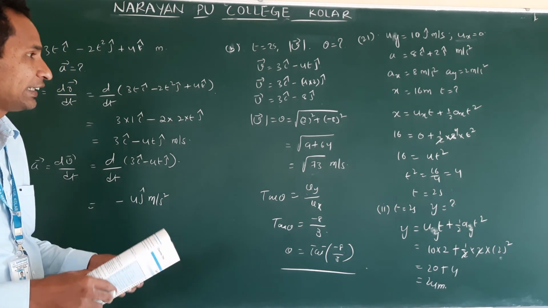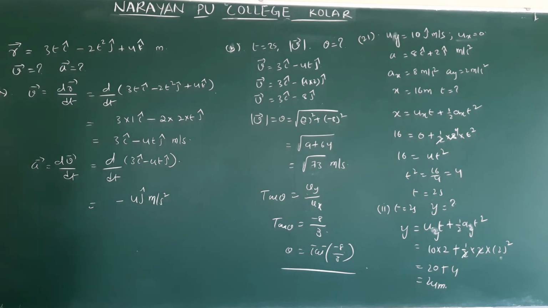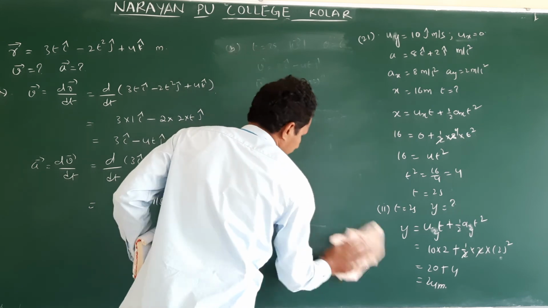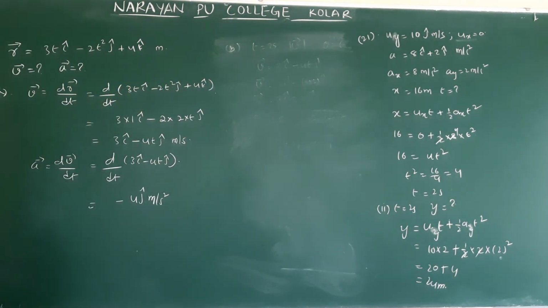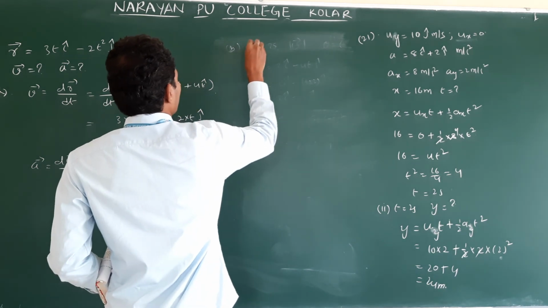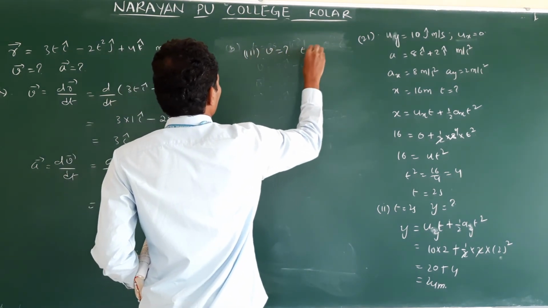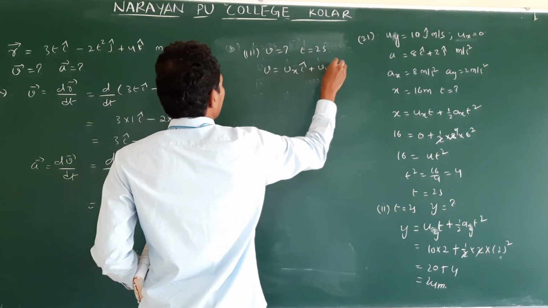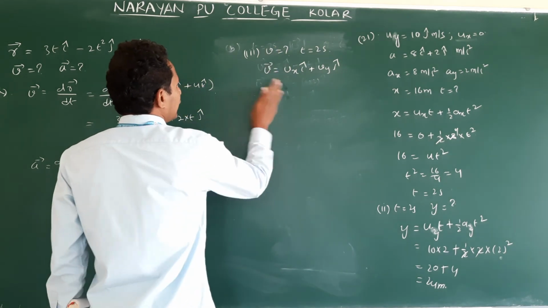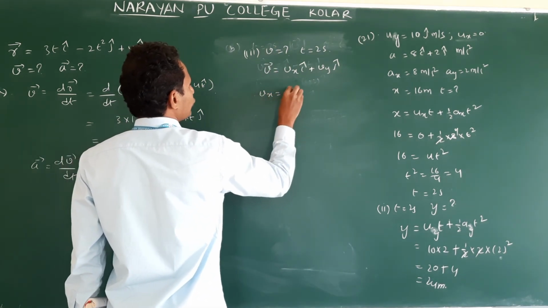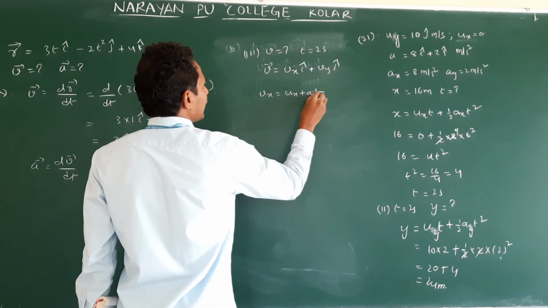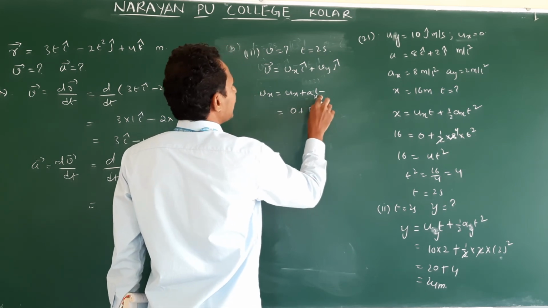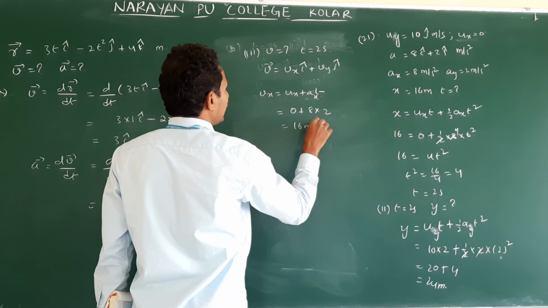What is the speed of the particle at this time? When t is equal to 2, what is the final velocity? The third question is, what is the final velocity when t is equal to 2 seconds? Final velocity, how do we write it? Vx i cap plus Vy j cap. First, how do we get Vx? Vx is equal to ux plus axt. What is ux? 0. Ax is what? 8. How many seconds t? 2 seconds. This is 16 meters per second.